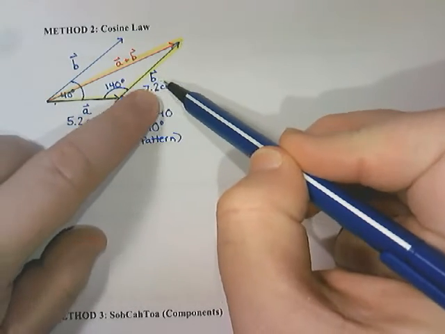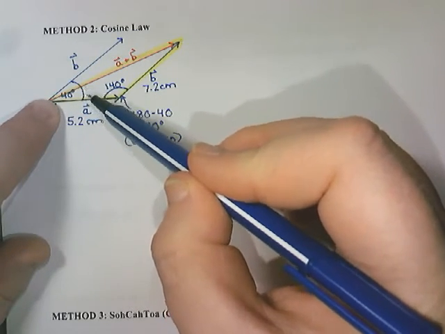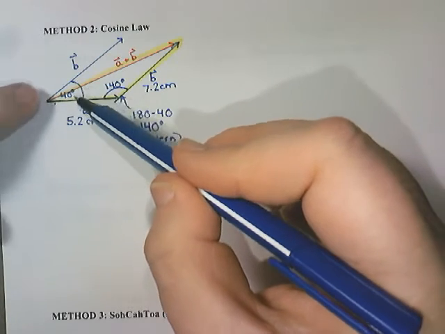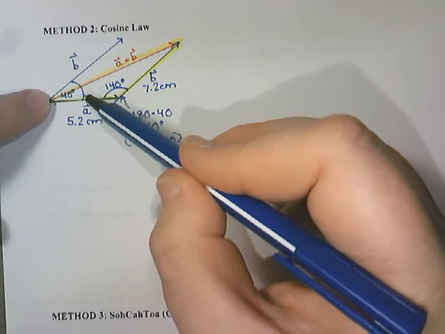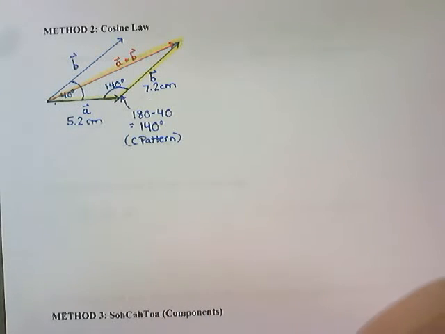And then this side we know, but then this angle, I know the whole thing is 40, but I don't know how much this is. And it's not just half, by the way. It's some fraction of it, but I don't really know how much it is. So sine law is not going to work here, but cosine law would.